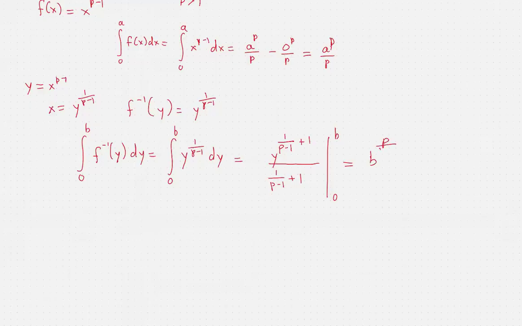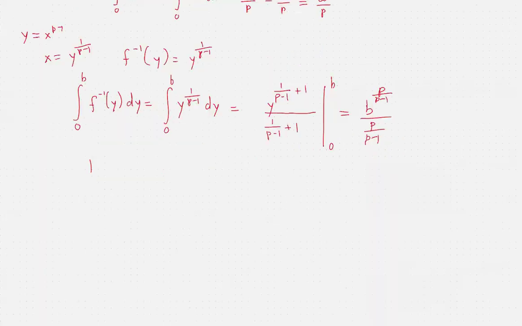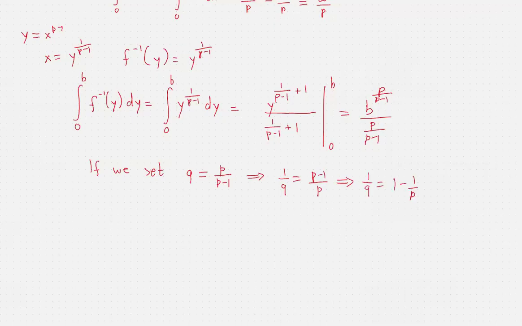And now we have a very interesting situation. If we set q to be equal to p over p minus 1, then we have the interesting relation 1 over q is equal to p minus 1 over p, which implies that 1 over q is equal to 1 minus 1 over p, or rather that 1 over p plus 1 over q is equal to 1. So this becomes b to the q over q.